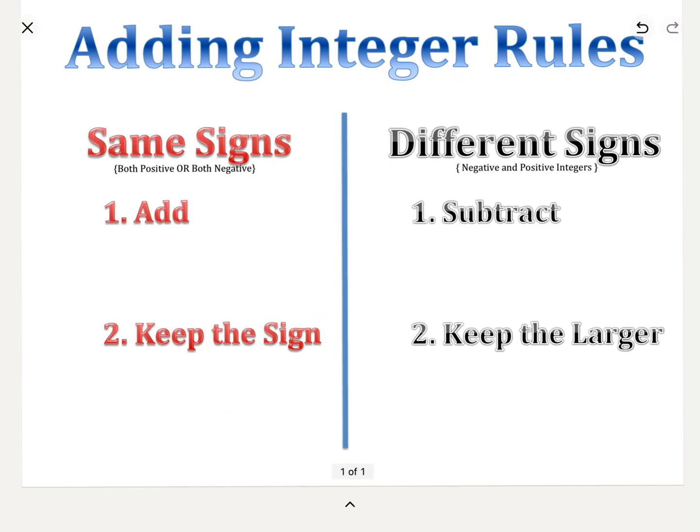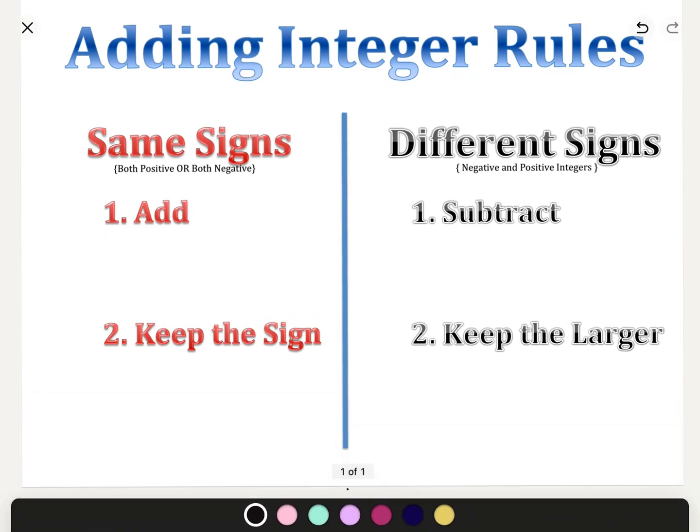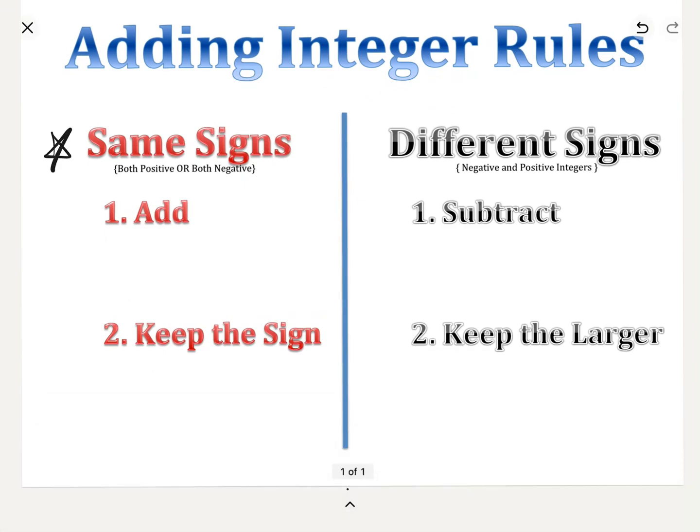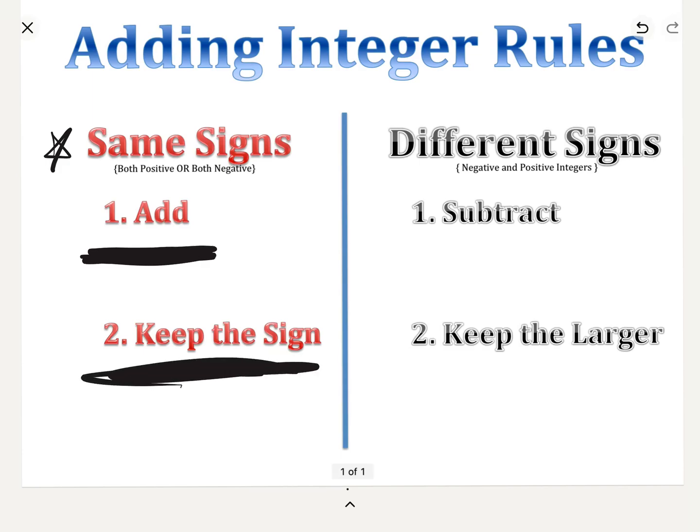Okay, so adding integers. Now, the first thing that you're going to do when you go across any of these problems is to look at the signs, right? They'll either have the same signs, which means both the numbers that you are adding are positive, or both are negative. If they are the same signs, you will add those absolute values, and the second step is to keep the sign. So it's just 2 steps either way.